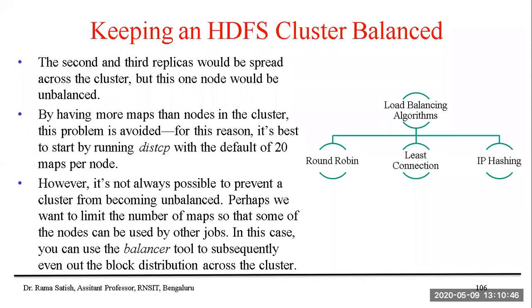However, it is not always possible to prevent a cluster from becoming unbalanced. Every time unbalance happens, and you have to apply some algorithm so that data should be balanced. So the balancer is a tool in HDFS which will take care of most of the balancing operations. And in the balancer, there are 3 balancing algorithms running. One is round robin. Round robin, in the sense, look at the previous diagram.